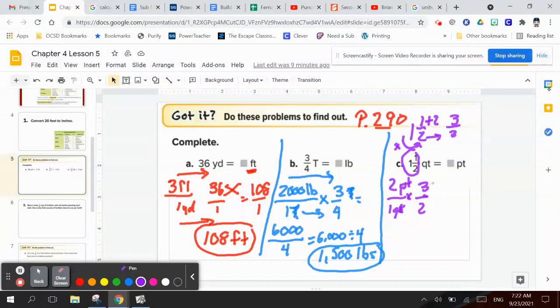So now I multiply. Oops, I'm sorry. This one here is quarts, so the quarts cancel each other out. So now I multiply. 2 times 3 is 6. 1 times 2 is 2. So here I have that improper fraction again. So I'm going to divide 6 divided by 2. When I do 6 divided by 2, I get 3. And we're looking for pints. So there are 3 pints and 1.5 quarts.